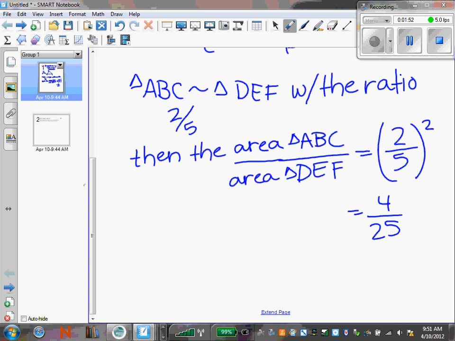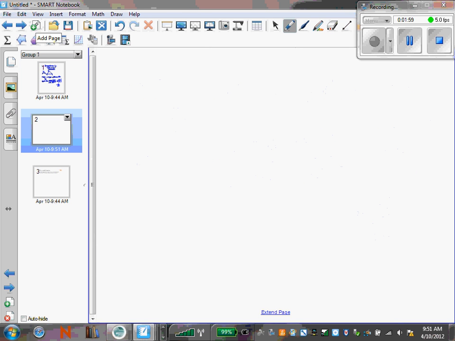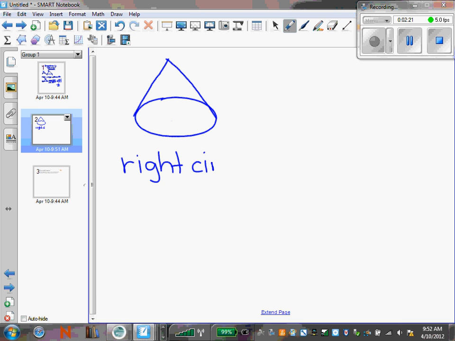Okay, so how is this going to work with volumes? So let's look at two right circular cones. Let's see. I'm going to draw the circle first and then make the cone. Okay, so this first cone has a radius of 8. So the radius is 8 and the height is 14.